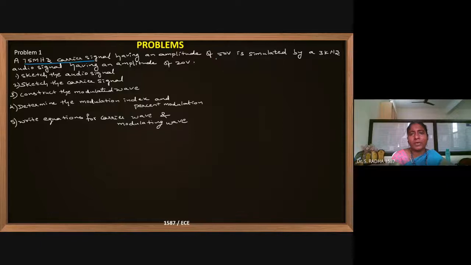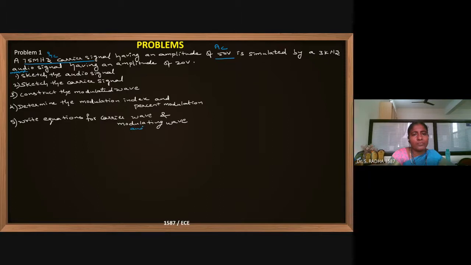The amplitude of the carrier is 50. This is AC, and this is FC, the high frequency. It is simulated by a 3 kilohertz audio signal. Audio means a low frequency signal, the message signal, or modulating signal.